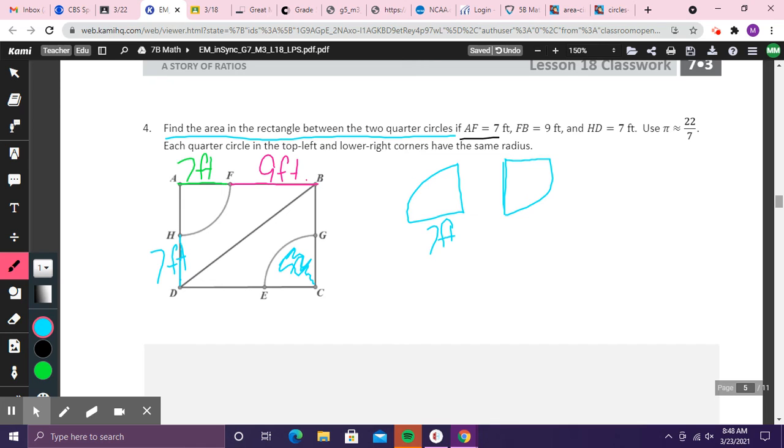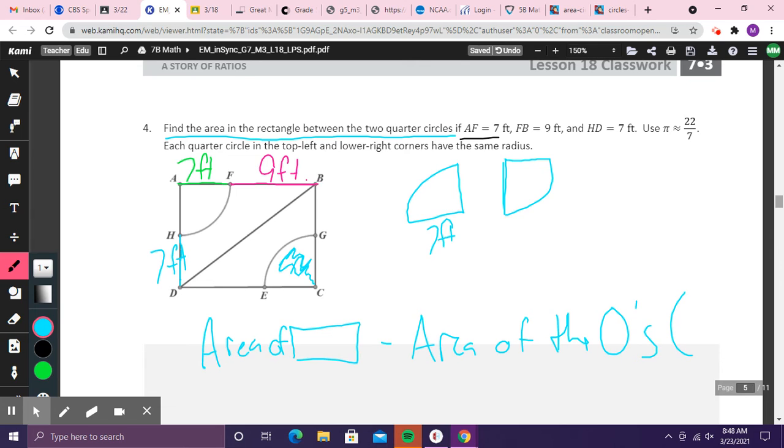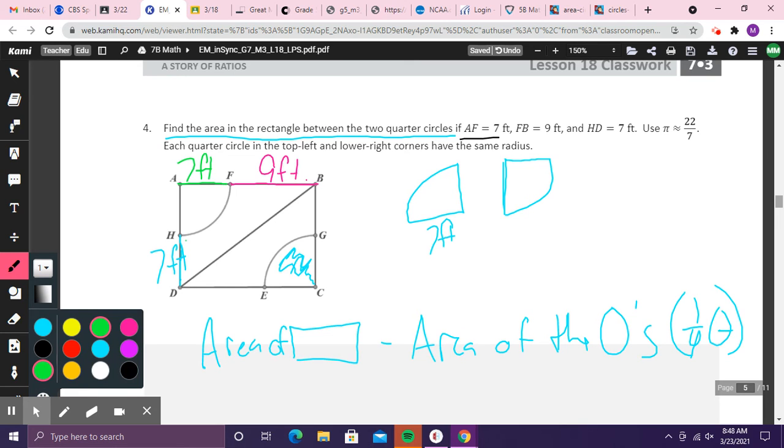So first off, what we need to do is take the area of the rectangle and subtract the area of the quarter circles. I'll go ahead and do this so it doesn't look like a weird thing. Circles. Does that make sense? That's our game plan, because we're trying to find the area that is here in green between the 2 circles.